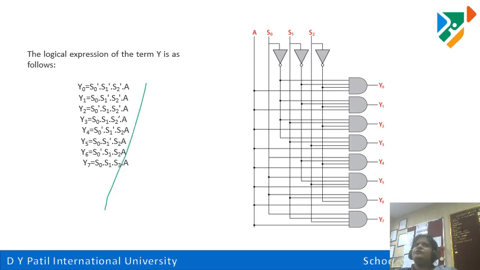In a similar way we need to form the equations and draw the circuit. We will have 8 equations, so there should be 8 outputs here. There are 4 inputs, we have considered 4 inputs.